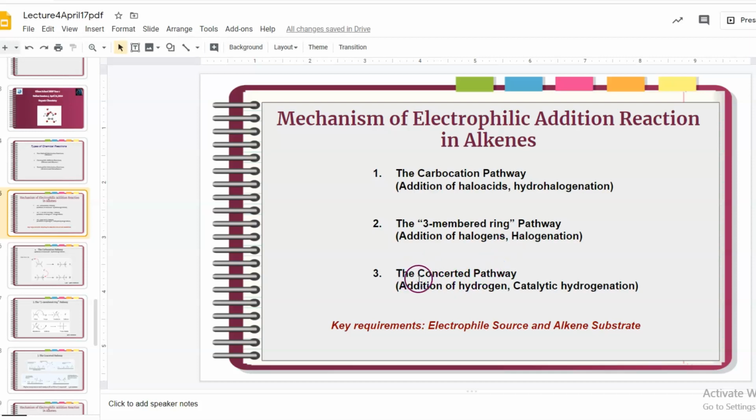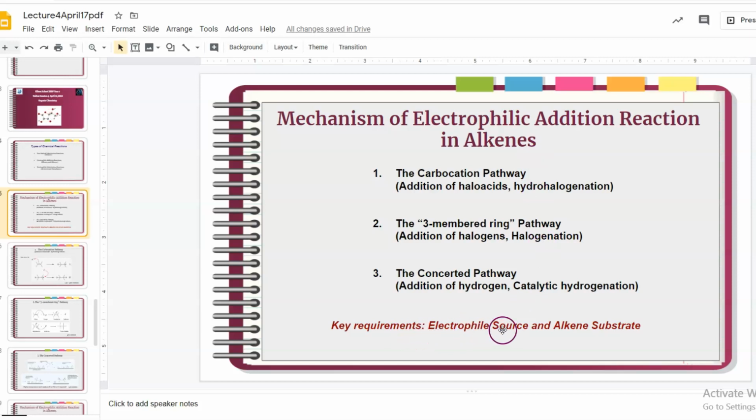The third category of reaction is the concerted pathway reaction. Okay, so this happens when you are adding hydrogen gas, a hydrogen molecule, onto an alkene. Okay, which is not possible in a normal room temperature situation. You need a catalyst. Usually we use catalysts like platinum, palladium, even nickel to undergo this reaction, and this reaction goes through this concerted pathway. That's why we put this reaction in this third category. Okay, so we'll talk about these three different mechanisms of electrophilic addition reaction in alkenes.